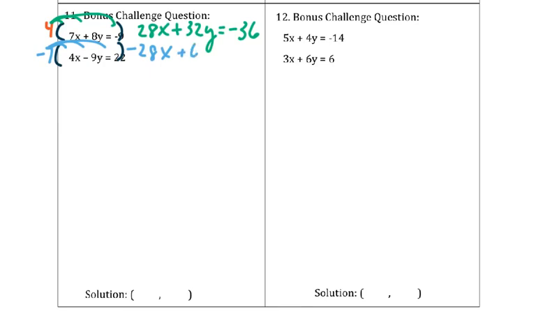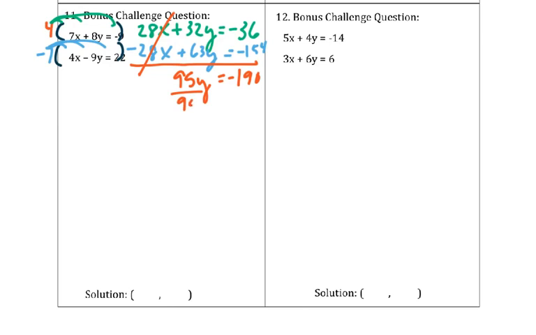plus 63y equals negative, what was that, 150 something? Number 11, 154. Okay, big numbers, not impossible. But now we can eliminate. In this one here, 28 minus 28 is 0. Goodbye. 32 plus 63 is 95y. Negative 154 and negative 36 is negative 190.